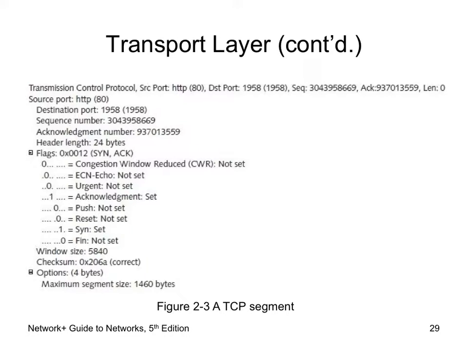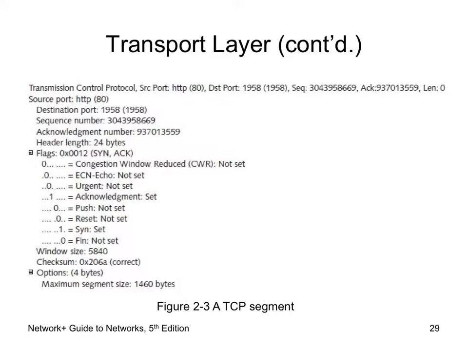Destination port, 1958. This is usually created by the network on what port is available, and then it just grabs onto it. Sequencing number, acknowledgement number, header length are all part of that package of checksum.